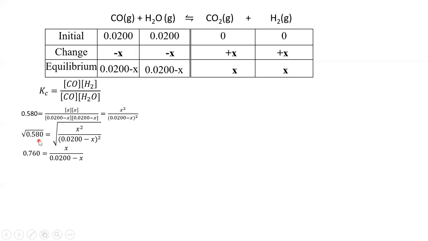So the square root of 0.580 is 0.760. The square root of X squared is X. And the square root of 0.0200 minus X squared is 0.0200 minus X. So now we have a little bit of algebra to do. We want to solve for X.